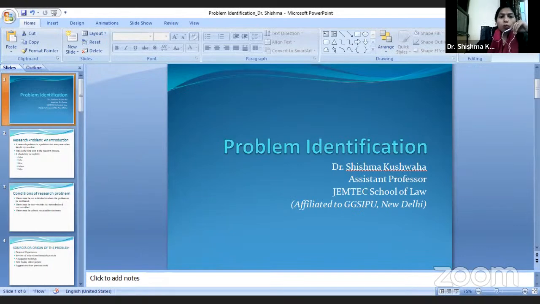What is the problem, why the problem exists, how we can solve the problem, where this problem will lead, and who is affected. So to identify the problem, first of all we need to go for a rigorous review of literature. So before identification of the problem, we must fulfill these conditions: there must be an individual to whom the problem can be attributed.